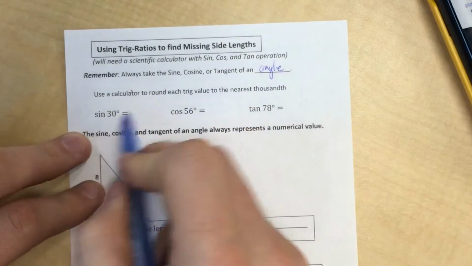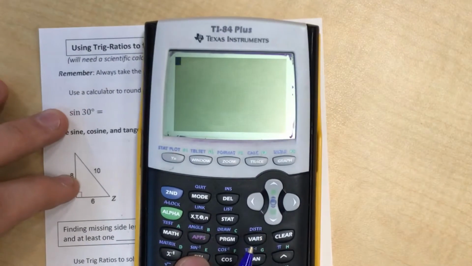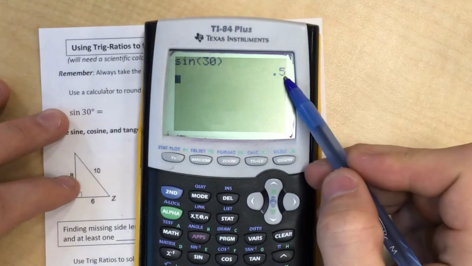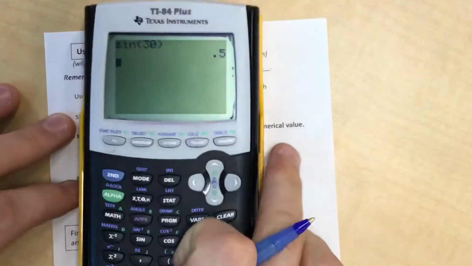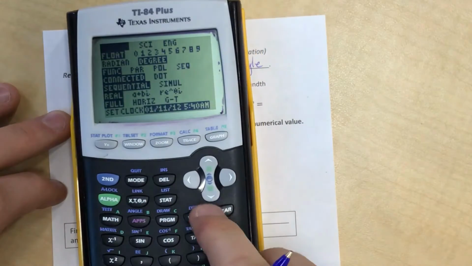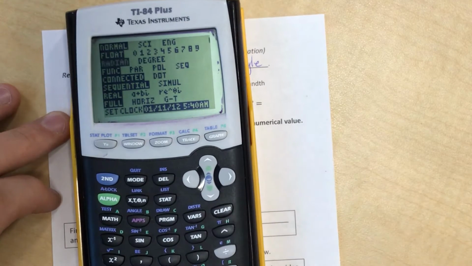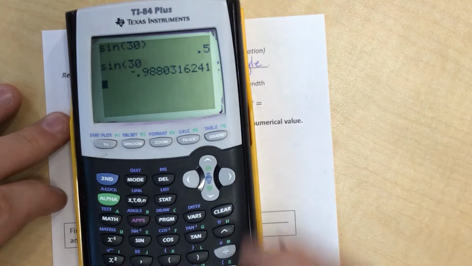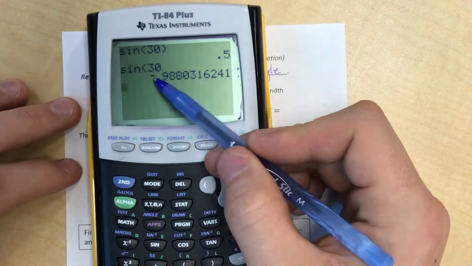Okay, so this is an example. The sine of 30 degrees, we're going to take that in our calculator. So I'm going to take the sine of 30 degrees, and it should equal 0.5. Okay? So this should equal 0.5. Now if you take the sine of 30 and it equals something else, like negative 9.88, you are in the wrong mode for what we want.